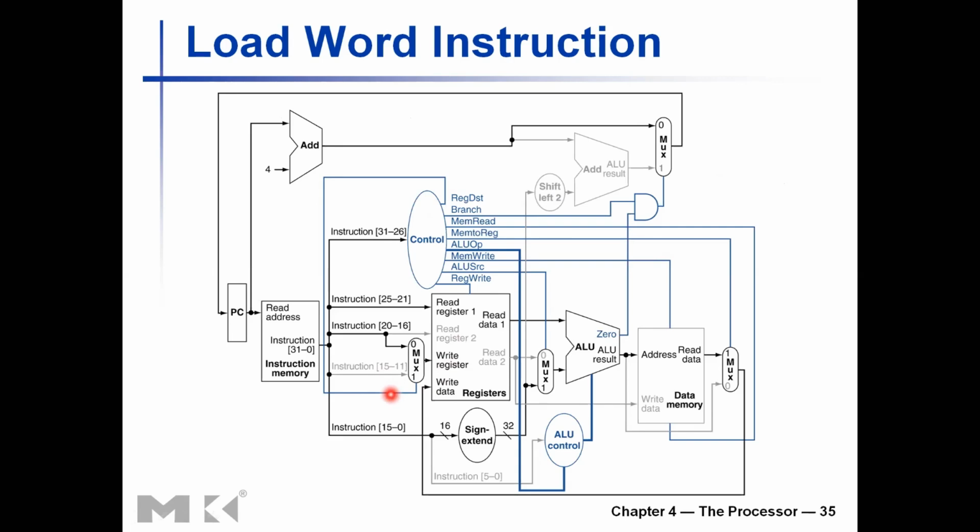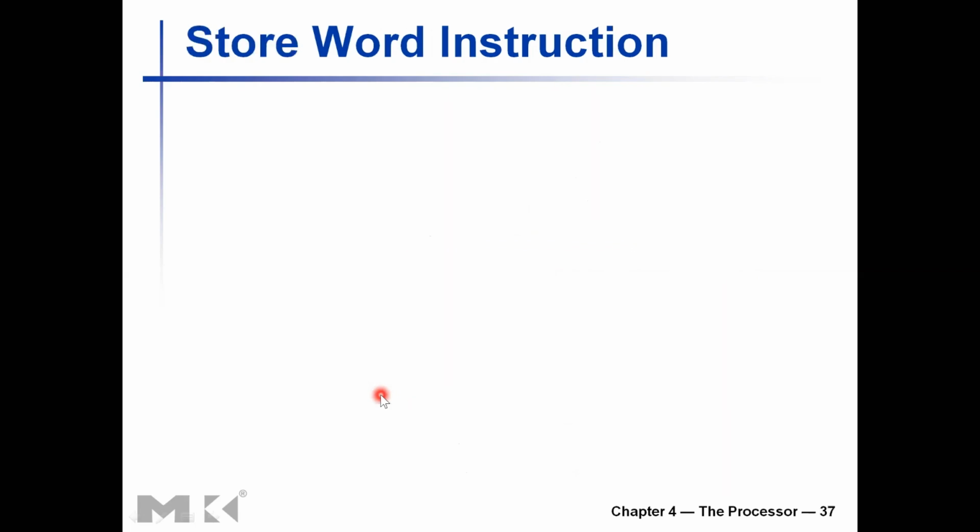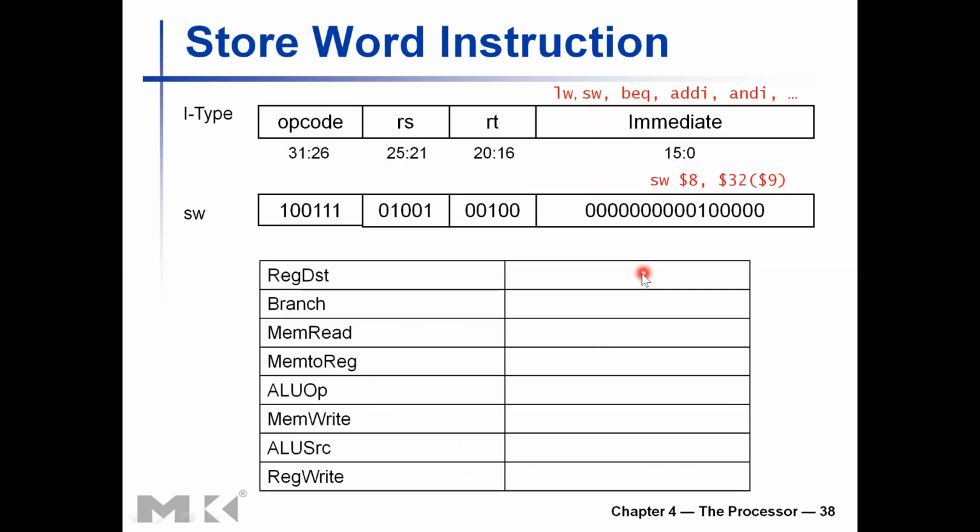In fact, 0 is not wrong, but it doesn't matter whether it's 0 or 1 because we are not writing to the register file. So it doesn't matter whether we send a 0 or 1 here. So 0 is not wrong, but the best answer is we don't care. We are not writing to a register in the register file, so we don't really care about it. So this should be an X.